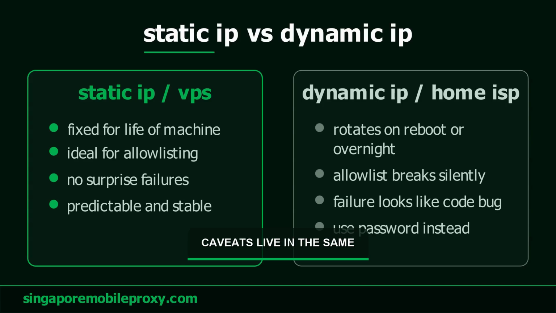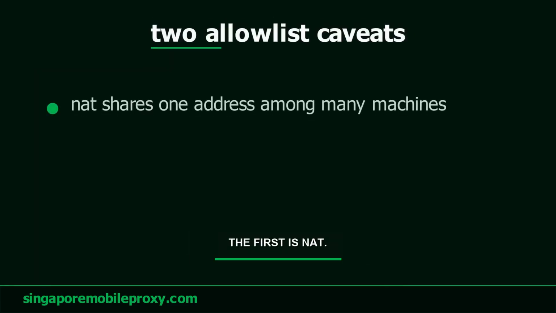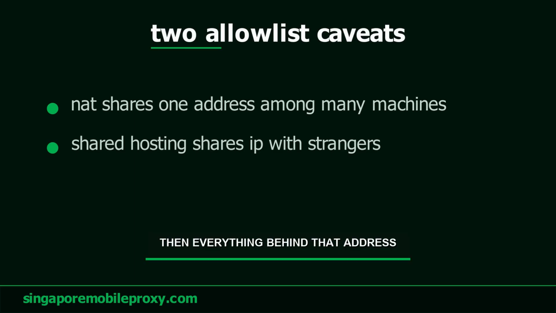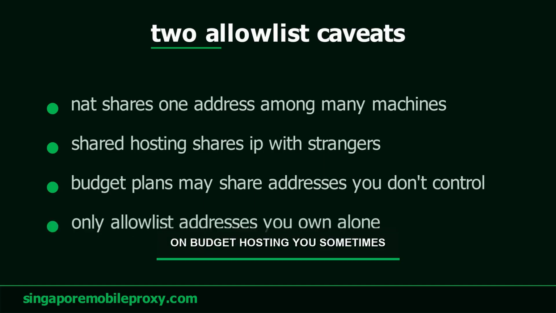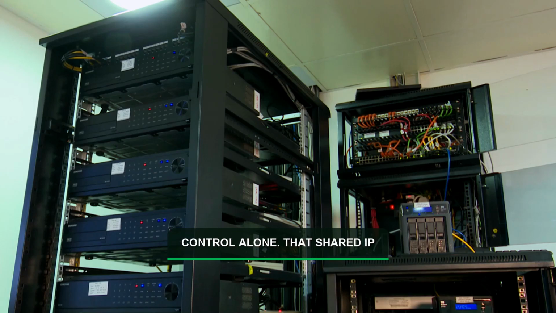Two more caveats live in the same area. The first is NAT. If a whole office or a whole cloud subnet sits behind one outbound address, then everything behind that address shares the same allow list entry. Which brings me to the security point in a second. The second is shared IP. On budget hosting, you sometimes share a public address with other customers, and you cannot safely allow list an address you do not control alone.